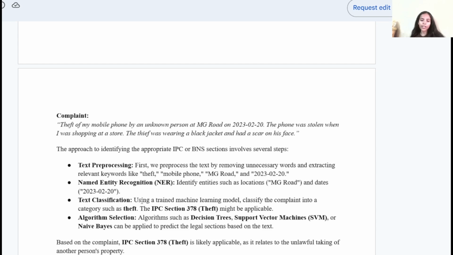The third part is text classification. In this, we use a trained machine learning model to classify the complaint into categories such as theft. Here, IPC section 379 might be applicable. The fourth step is algorithm selection, in which we select an algorithm such as decision tree, support vector machine or naive Bayes that can be applied to predict the legal section based on the text. Now, based on the complaint, IPC section 379 is likely applicable as it relates to the unlawful taking of another person's property. So this is the answer of our question number 4.